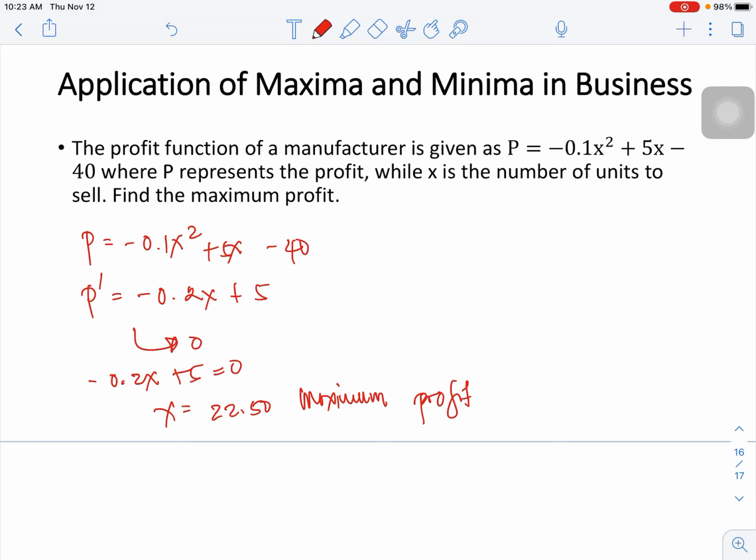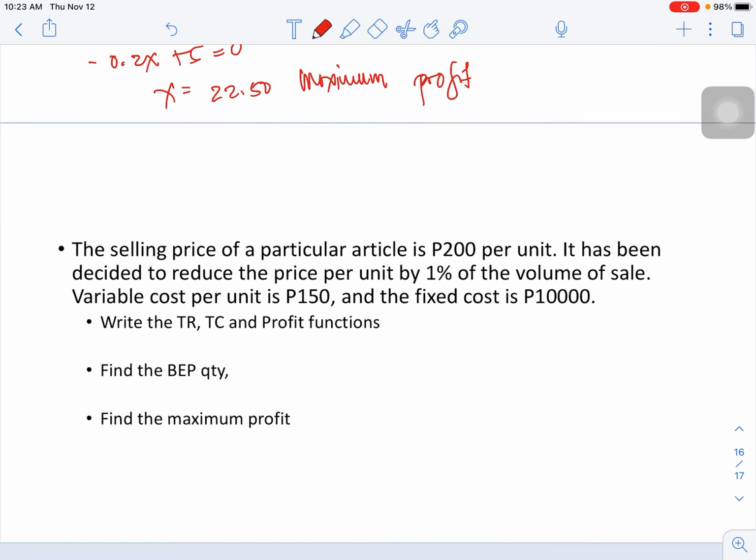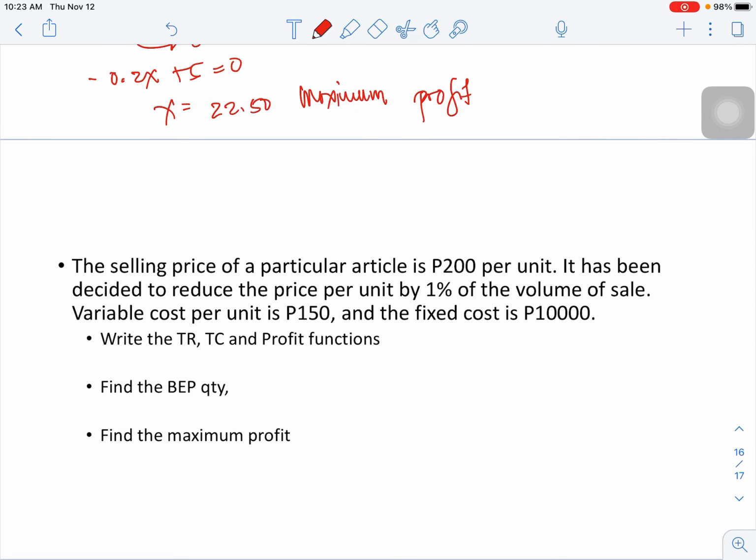Next, let us try this example. This is our last example. The selling price of a particular article is 200 per unit. It has been decided to reduce the price by 1% of the volume of sale. Variable cost per unit is 150 and the fixed cost is 10,000. Write the TR, TC, and profit function, and then find the BEP quantity and the maximum profit.